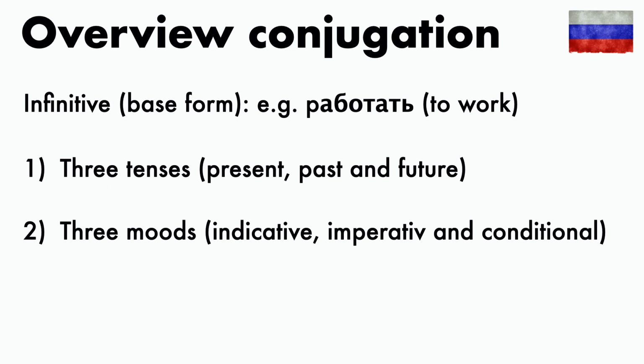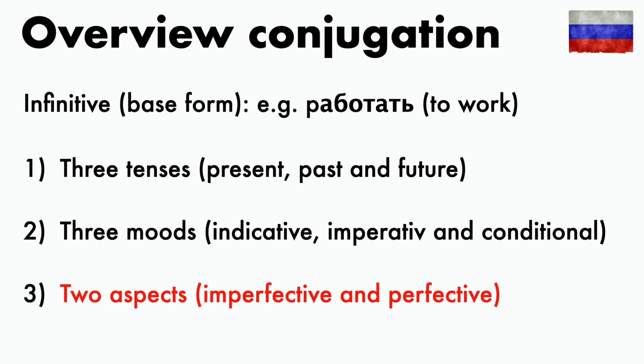In general, the Russian language has three tenses: present, past, and future. This is very limited in comparison to many other languages. Then we have three moods: indicative, imperative, and conditional. And very similar to other languages you might know.